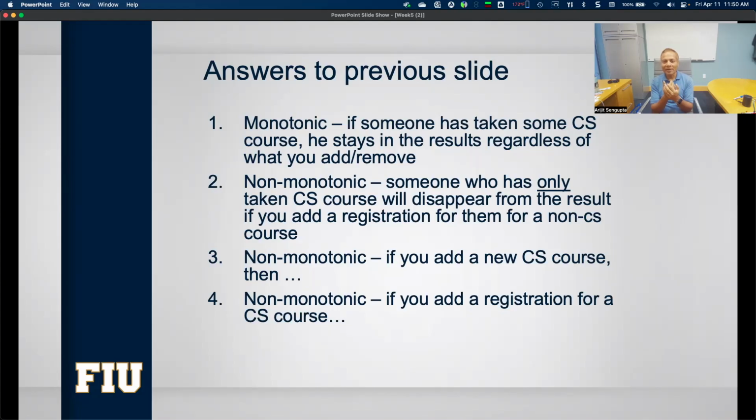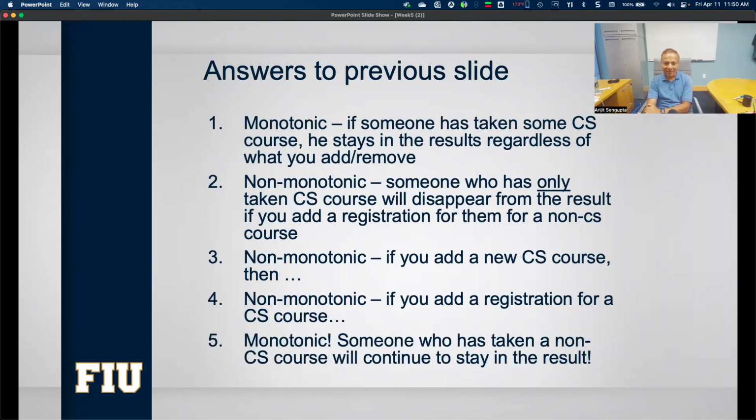They require different ways to solve, but identifying is the important part, that you should understand that these are non-monotonic. Number 5, as I said, is monotonic because although there is a non word in there, they have taken a non-CS course.